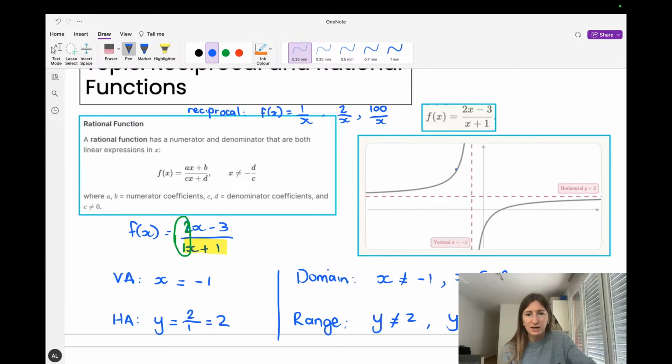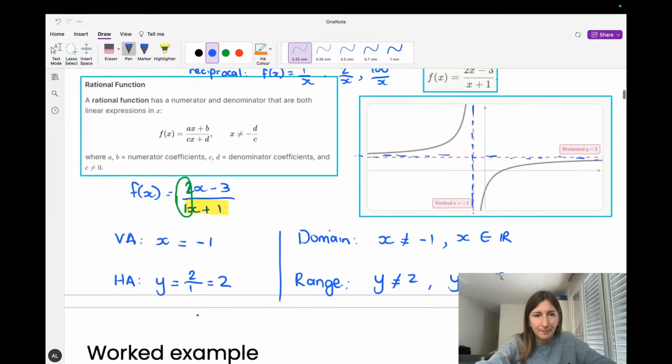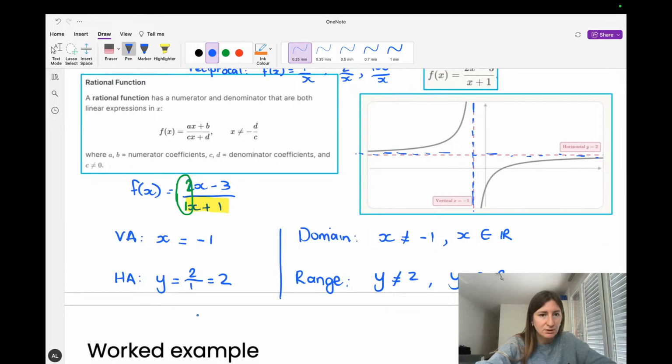So here we can see our vertical asymptote at minus 1 and our horizontal asymptote at y equals 2. And don't forget that vertical is x, horizontal is y, and you have to know which way around that is. So make some kind of rule for yourself so that you remember that. Was there anything else I wanted to say?